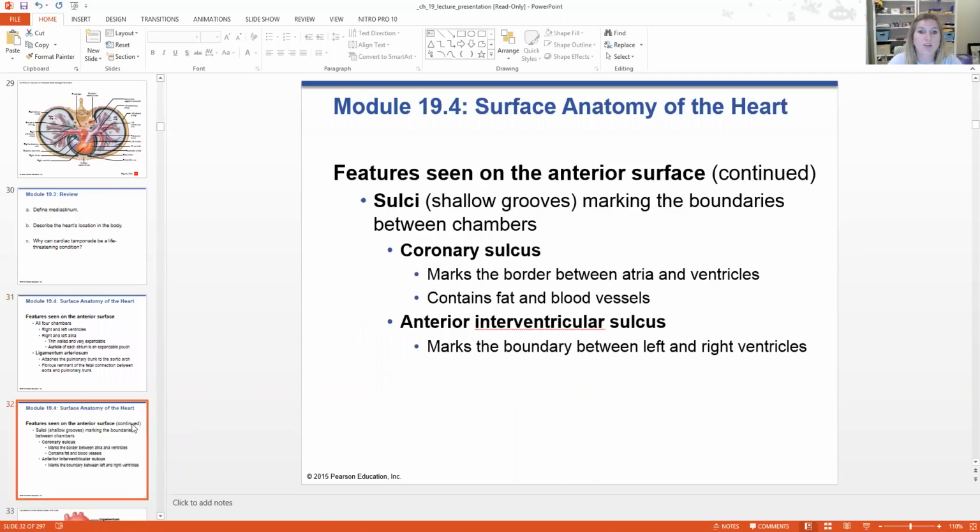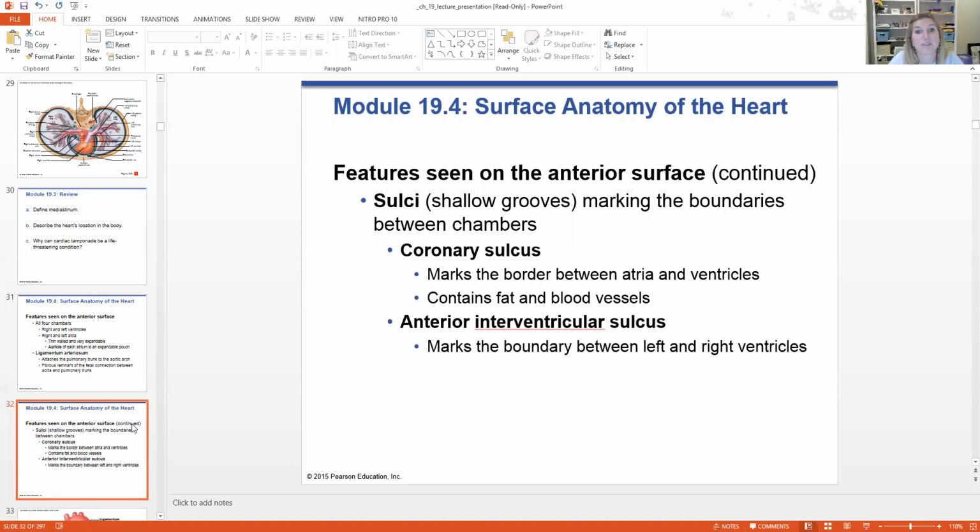So there's also sulci on the surface of the heart. These are shallow grooves, and when you hear the word sulcus or sulci, you should think of the grooves just like on the brain, right? Remember last semester, the sulci were the grooves on the brain. Here, they're just shallow grooves. These are marking the boundaries between chambers as well as the locations of our major arteries and vessels of the coronary circulation. So you have the coronary sulcus, which is marking the border between the atria and ventricles.